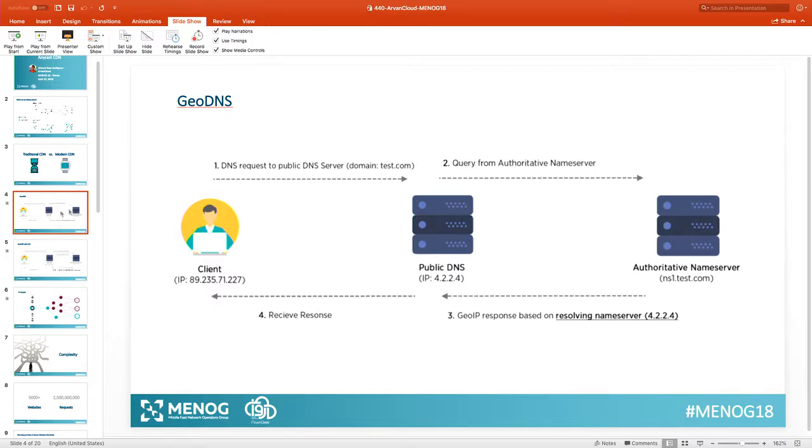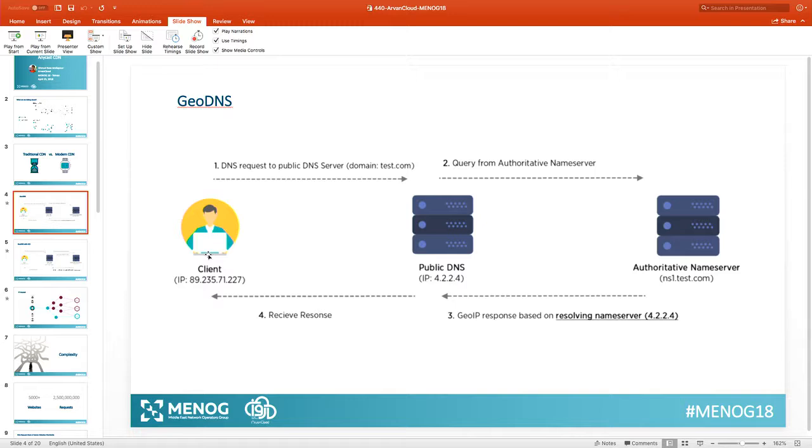And as you can see here, we have a client that wants to request a website called test.com, and obviously the first step he has to do is to send the DNS request to a public DNS server. What a public DNS server does is query the authoritative name server, which is now one of the CDN's servers. The authoritative name server looks up the IP address that it receives and sends the response based on this IP address to the public DNS, and the public DNS sends the response to the client. So the client will be connected to the proper PoP site.